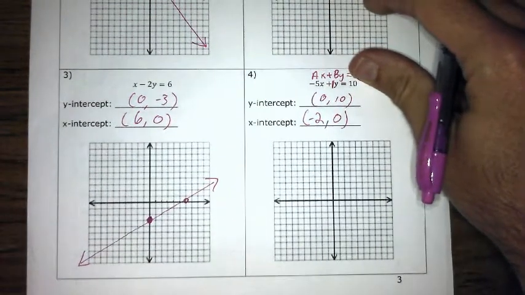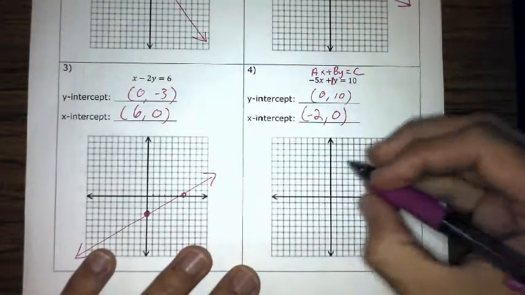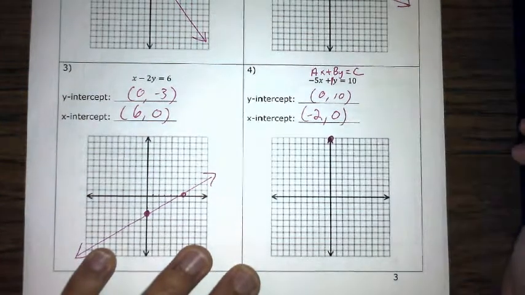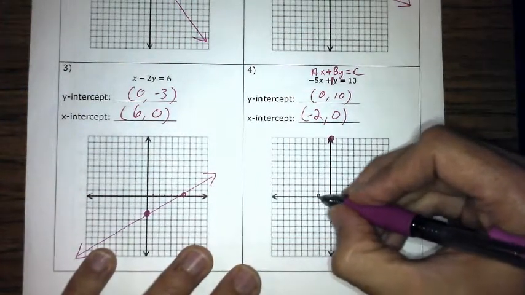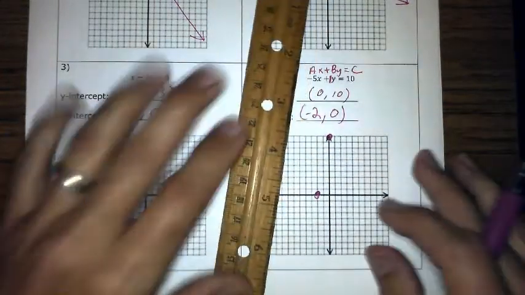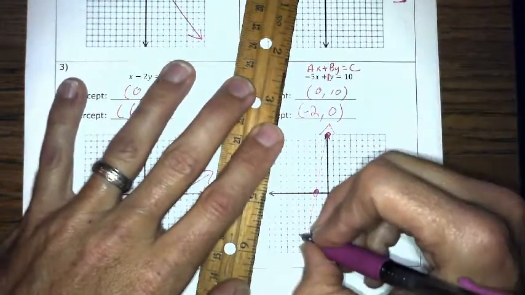Graph it. Okay, so 0, 10 is going to be way up here at the top, right? And negative 2, 0, 1, 2 is going to be right there. Take your straight edge and you're done. Okay?